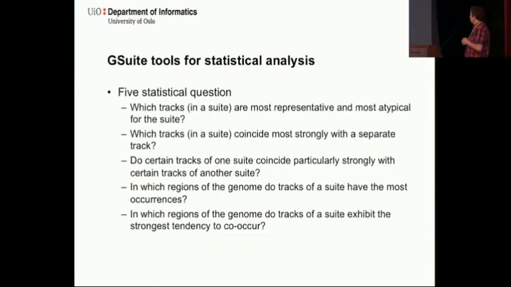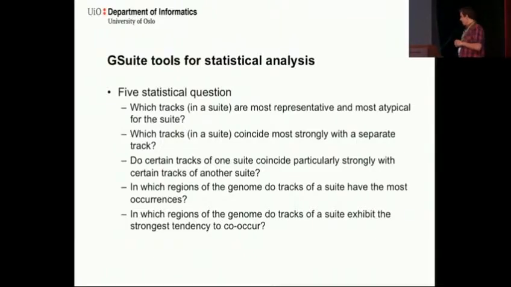And the last 2 questions are in regard to different regions of the genome. So you might want to ask in which regions of the genome the tracks of a suite have the most occurrences, like trying to find genes with particularly high frequency of somatic variants across a set of cancer patients. So it might be interesting to find out which somatic variants are occurring together along the genome.